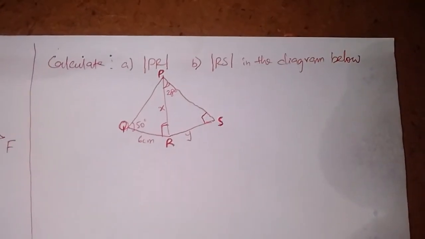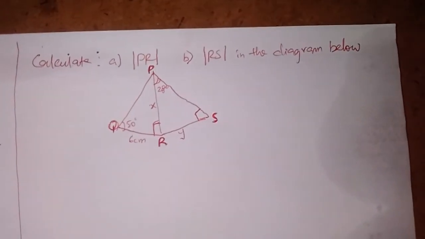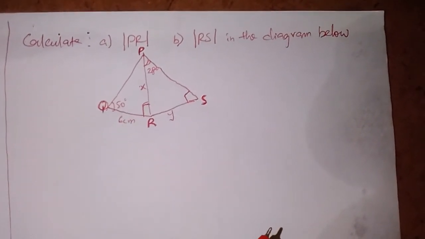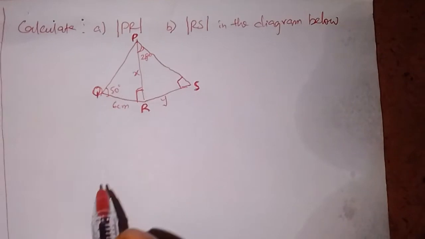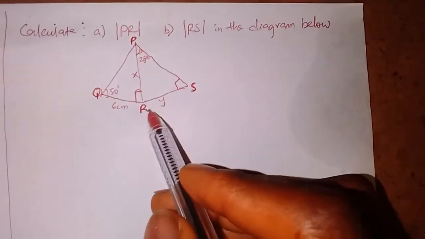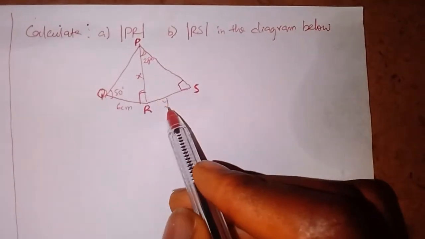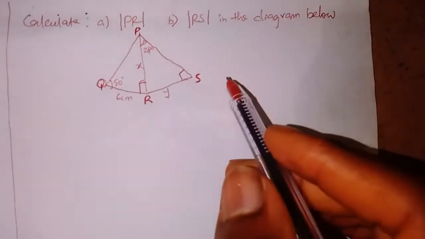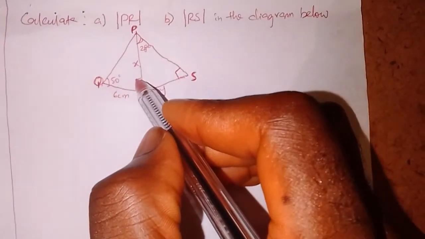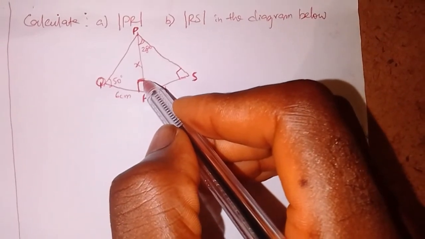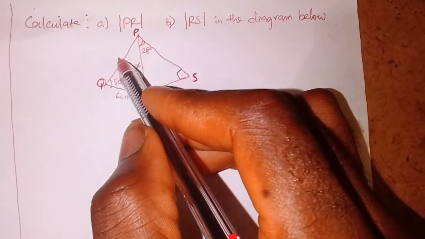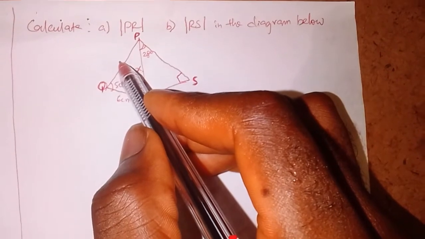Okay, the question was to calculate side PR and side RS. So this is side PR, which is X, and side RS is Y. How do I find this? Looking at our diagram, we have this angle of 90 degrees, so it means PQ is my hypotenuse side here.